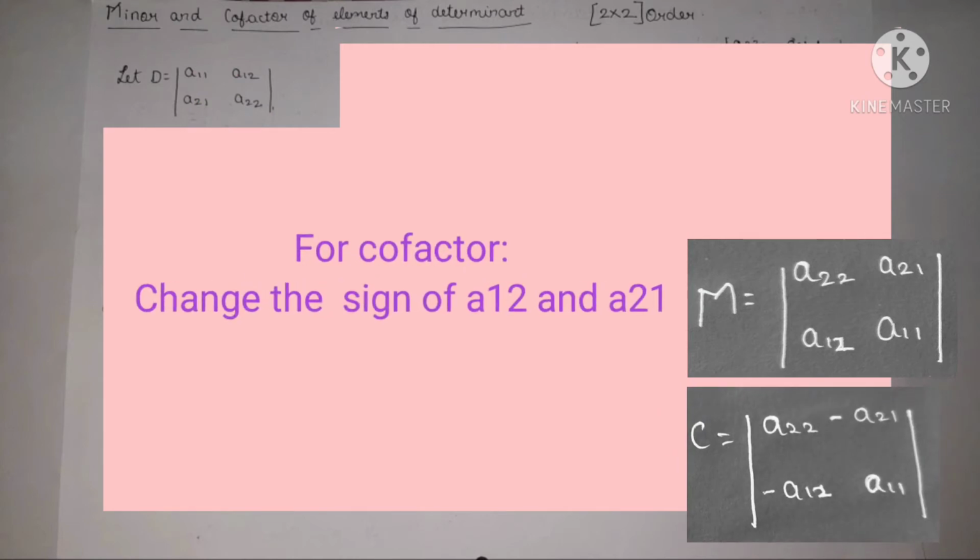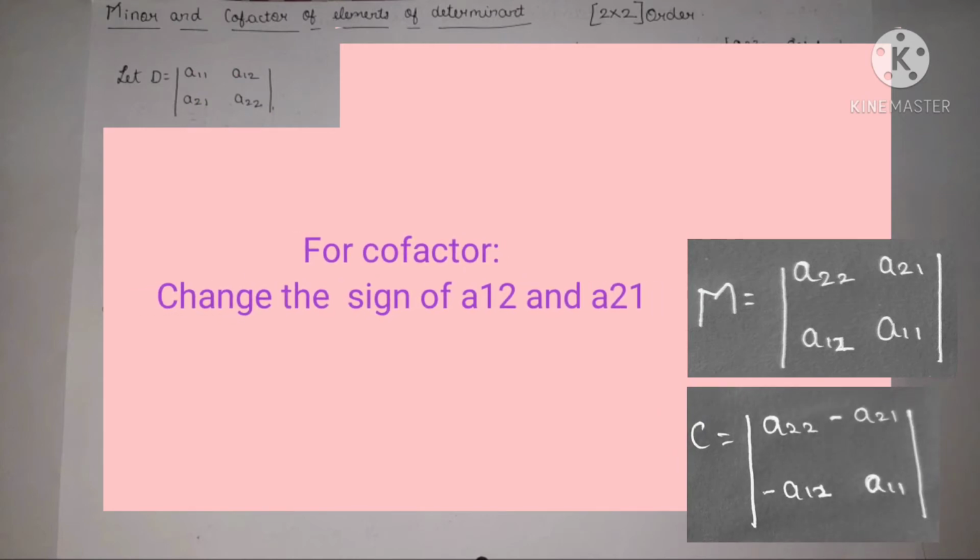To find the cofactor elements, write the minor elements in the determinant form, and we need to change the sign of the diagonal elements A12 and A21. That is, if it is positive then we need to convert it to negative, and if it is negative then we need to convert it into positive, only for the elements A12 and A21.